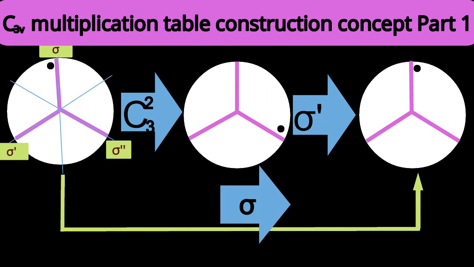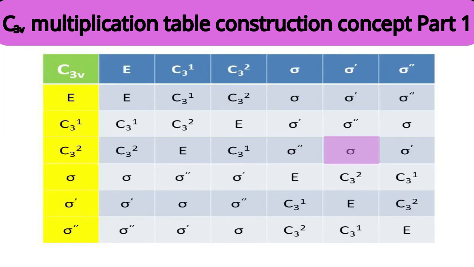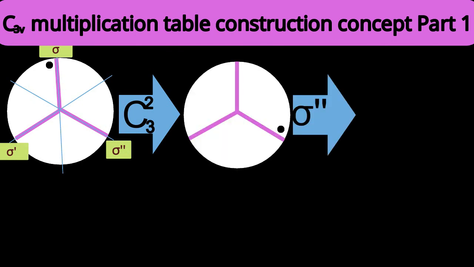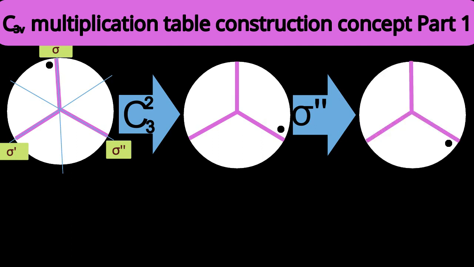What does it mean? C32 into sigma dash is equal to sigma. And our multiplication table also says C32 into sigma dash is equal to sigma. Therefore we are right. Let us construct the next point. Ammonia molecule with three bars, labeling of the planes sigma, sigma dash, sigma double dash in anticlockwise direction, and the knot is to the left side of the upper bar. After the C32 operation, that knot will come to the upside of the right side bar. After the sigma double dash operation, that knot will come to, yes, it is below the right side bar.